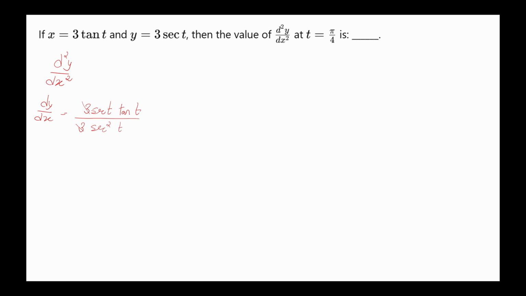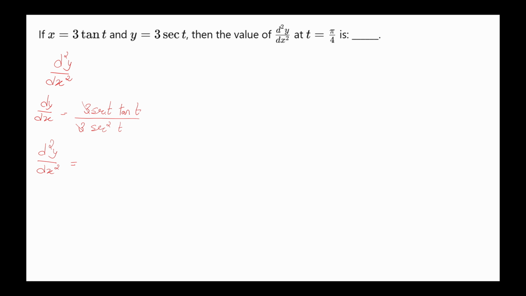Now 3 and 3 I've cancelled out because it is a constant term. It would of course not be affected in my double differentiation as well. Now you must be thinking I can simply cancel out sec t and sec square t, right? However, I cannot do that because sec t is not a constant value. It is going to of course depend on the value of t, right? So I have to find out my double differentiation, and then and only then I can cancel out my terms. So here first I have to find out my d2y by dx square.